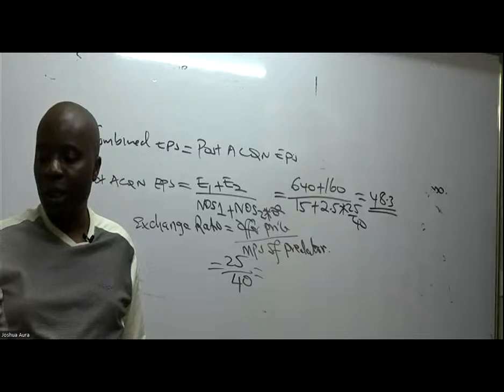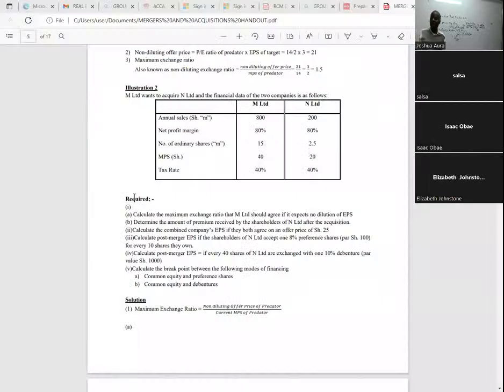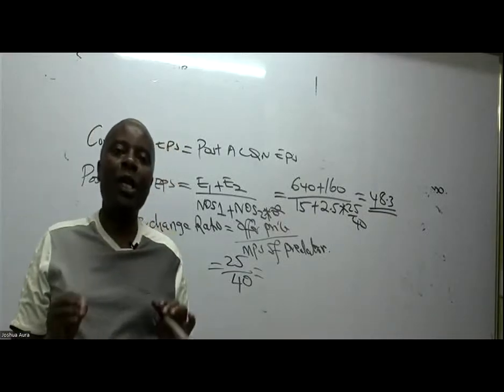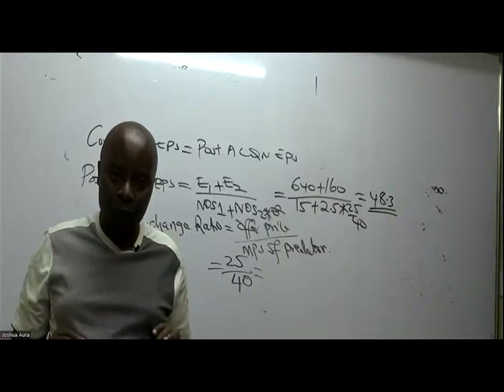So welcome to our today's session. Today, they would want me to calculate something very easy. They want me to calculate the post-merger EPS if the shareholders of N Limited accept 1.8% preference shares whose par value is 100 for every 10 shares they own. Great. So I can see vividly that the preference share capital is being introduced.